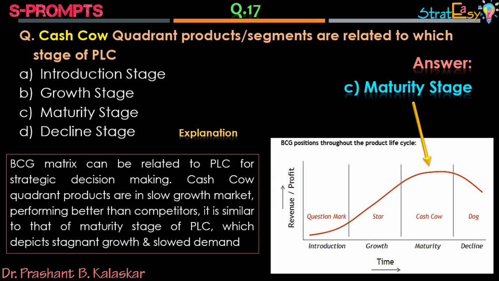Cash cow quadrant products are in a slow growth market, performing better than their competitors, and it is similar to the maturity stage of PLC, which depicts stagnant growth and slowed demand.